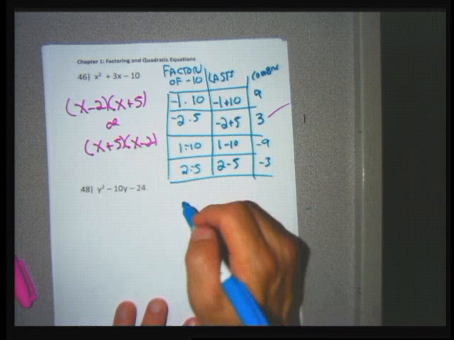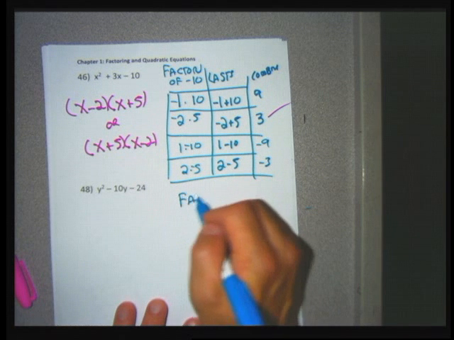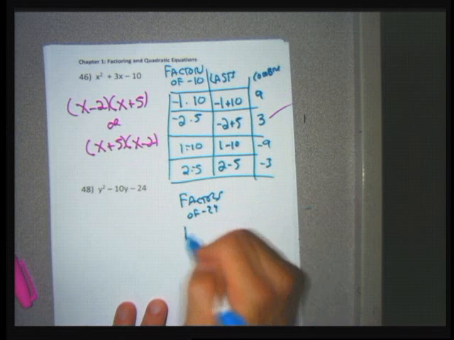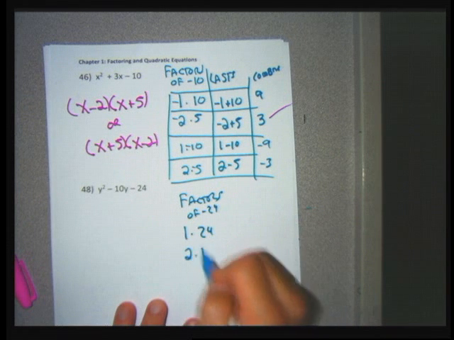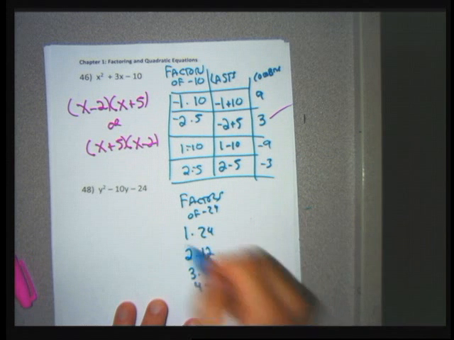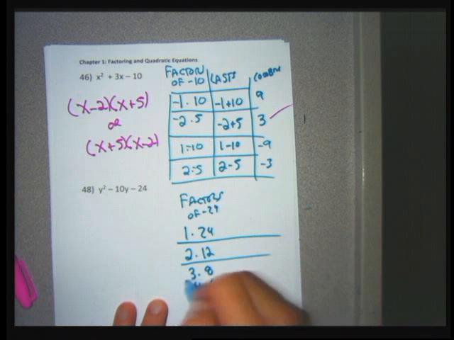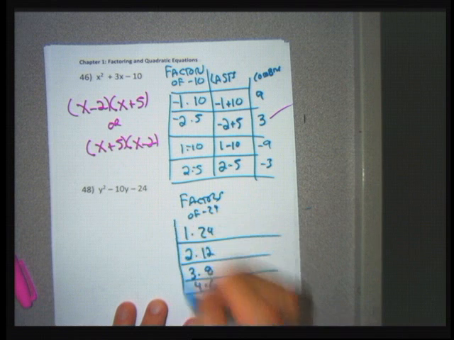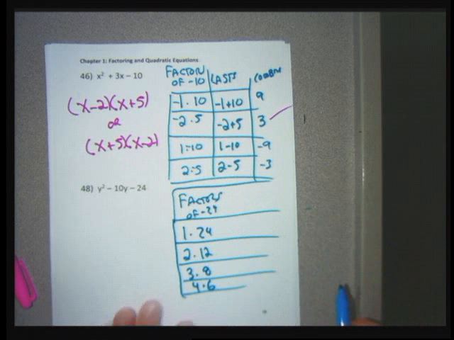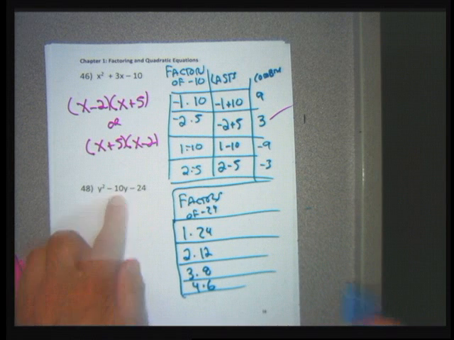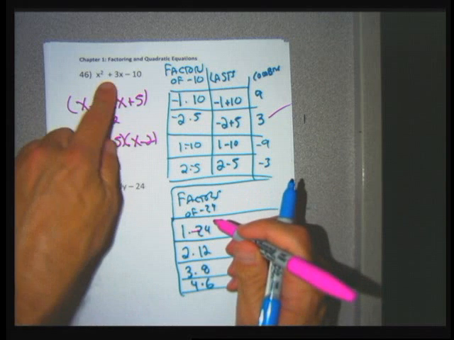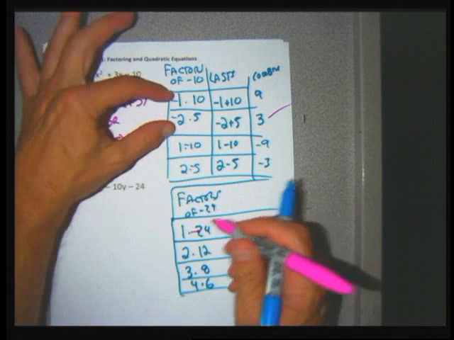48, my table, I need the factors of -24, which are 1 and 24, 2 and 12, 3 and 8, 4 and 6. And I don't need every possible factor of -24. I only need the ones that can give me a negative. And in order to get a negative, the negative sign has to go with a bigger number. In order to get a positive, the negative sign has to go with a smaller number.